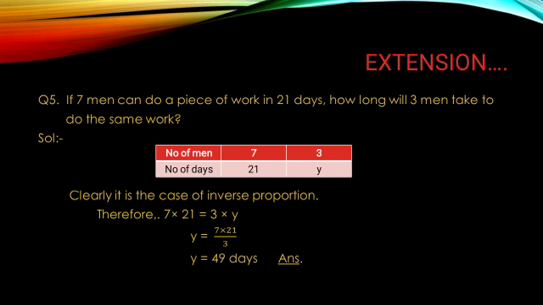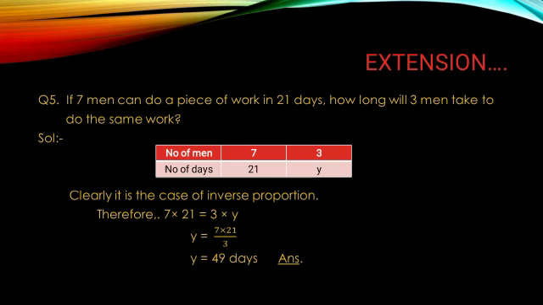So first of all, let's make the table for that. Two quantities are involved: the first one is the number of men, that is 7, and the second quantity is the number of days, that is 21. So first, 7 is there, then the number of days is 21. How long will 3 men take? In the second condition, you can note down the number of men as 3, and we have to find out the number of days. You can suppose that to be y. You may also take any other variable a, b, c, whatever, that is your choice.